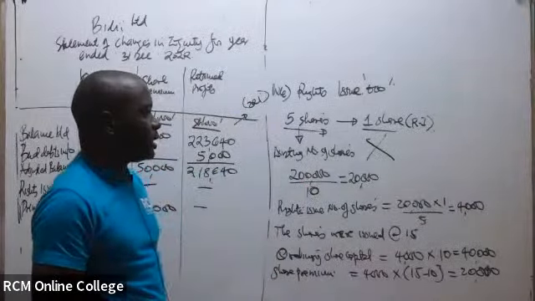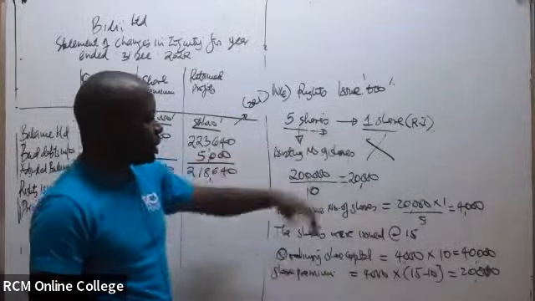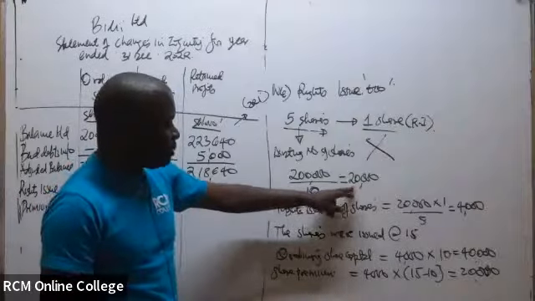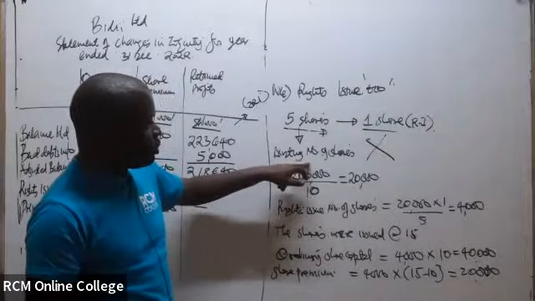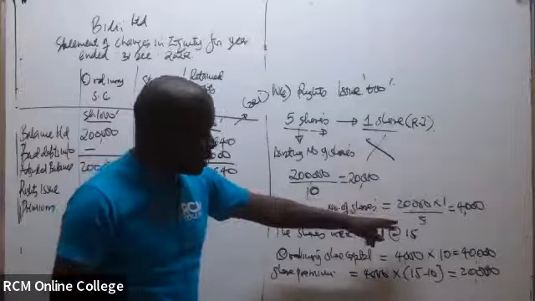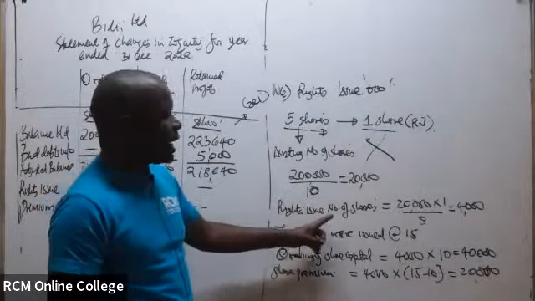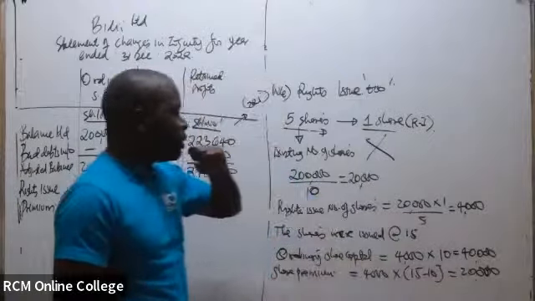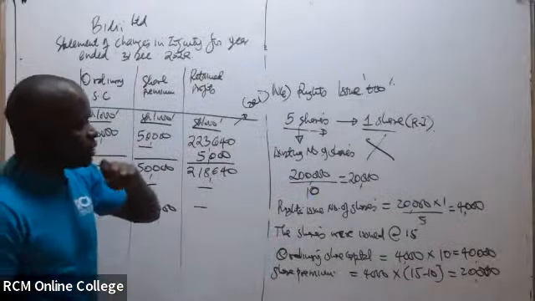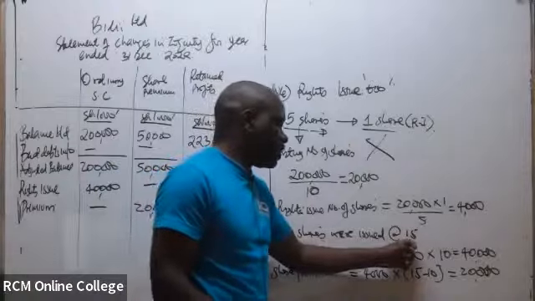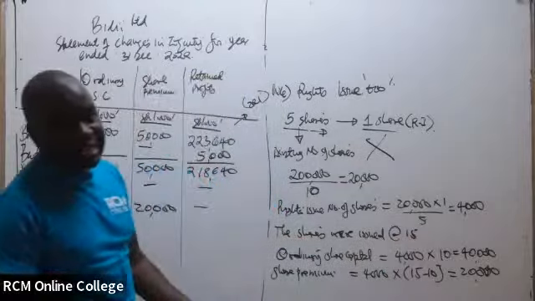So for the rights issue here, you do the cross multiplication, because 5 shares, 1 share. What about 20 million shares? That's what you've done here. And then you'll get that the rights issue was actually 4 million shares. But remember, these shares were issued at how much? 15 shillings. And their par value is 10.